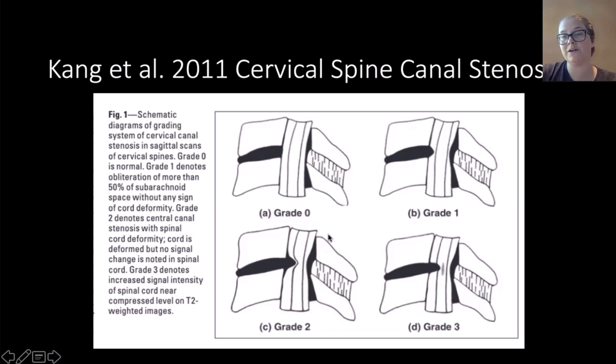I don't know if Ewan has any comment on whether we're as consistent in the cervical spine, but there is a grading system, and I do tend to use this and reserve severe spinal canal stenosis for when there's cord deformity and signal abnormality. Again, it's important to just have some internal consistency.